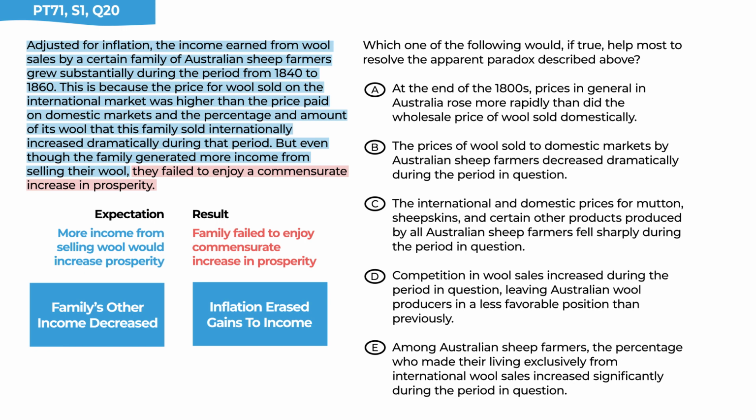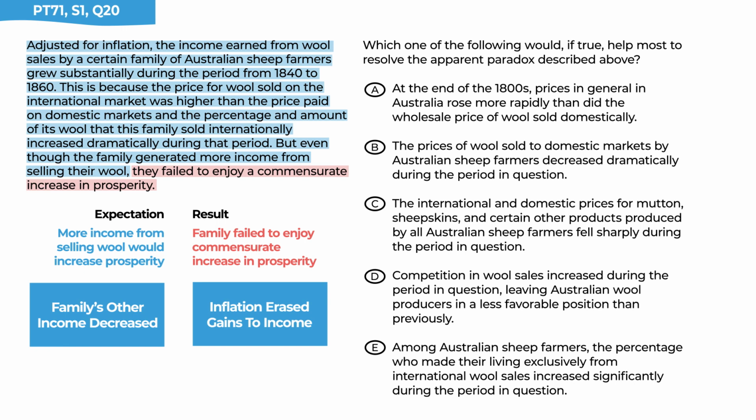All right, let's look at the choices. Answer choice A says, at the end of the 1800s, prices in general in Australia rose more rapidly than did the wholesale price of wool sold domestically. Now, this looks pretty good. The second half of this answer choice is one of the things that we anticipated. It essentially says that the inflation could have wiped out any gains that this family got to their income.